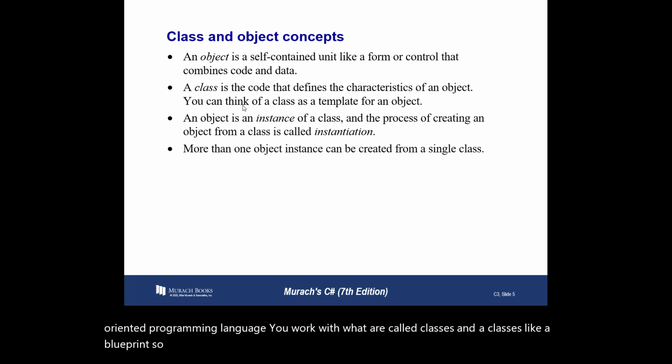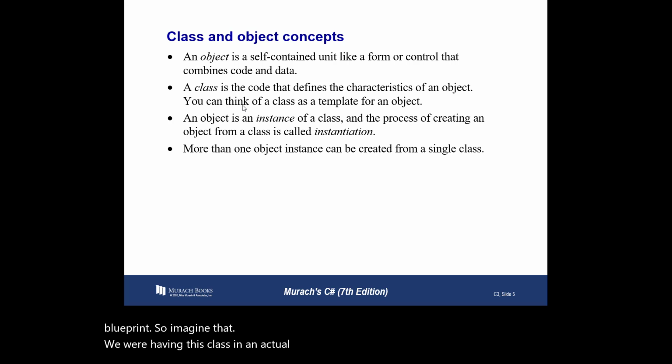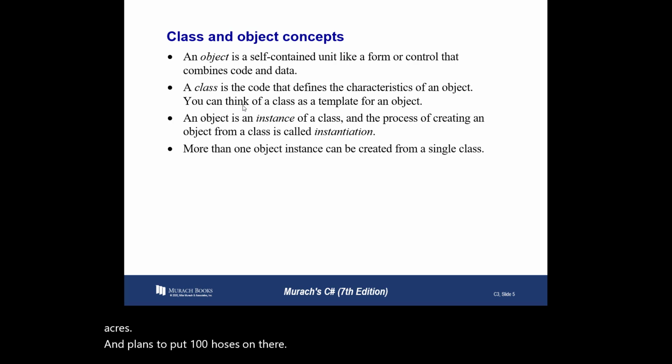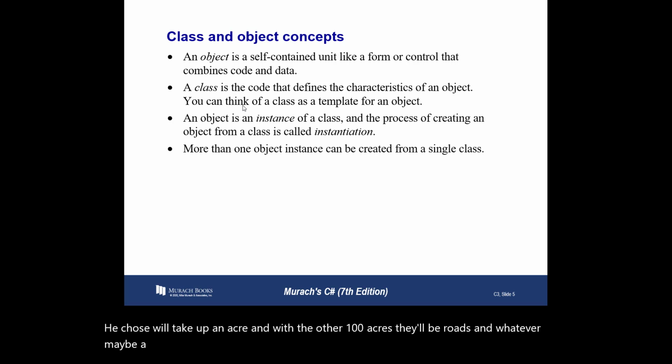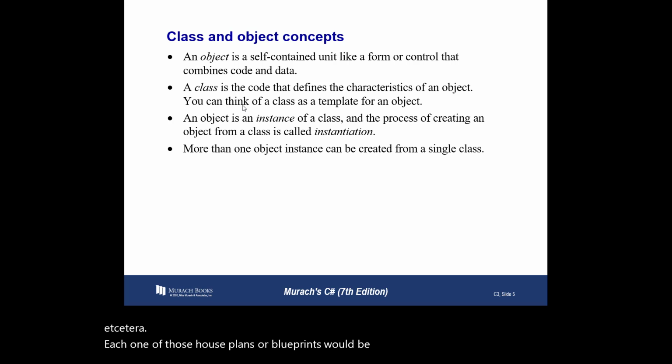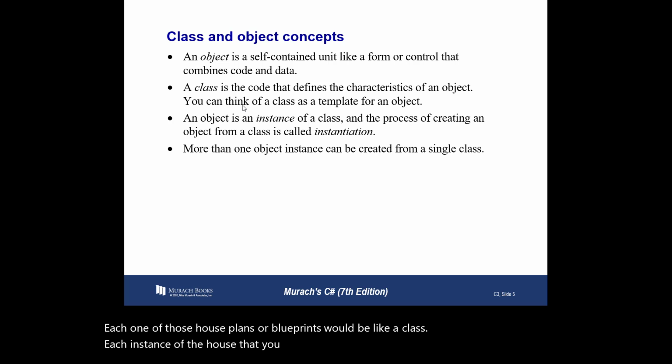So imagine that we were having this class in an actual classroom, and across the street from our classroom was a big tract of land with, let's say, 200 acres on it. A developer comes in and buys those 200 acres and plans to put 100 houses on there. Each house will take up an acre, and with the other 100 acres there'll be roads and whatever, maybe a park, doesn't matter. Imagine that we had 5 house plans. So we're going to build house 1, 2, 3, 4, 5, then 1, 2, 3, 4, 5, etc. Each one of those house plans or blueprints would be like a class. Each instance of the house that you build with that class would be an object.